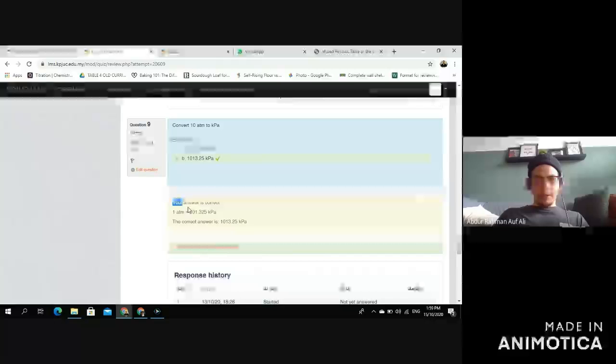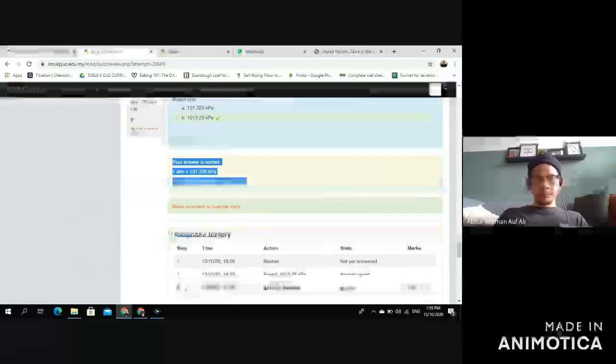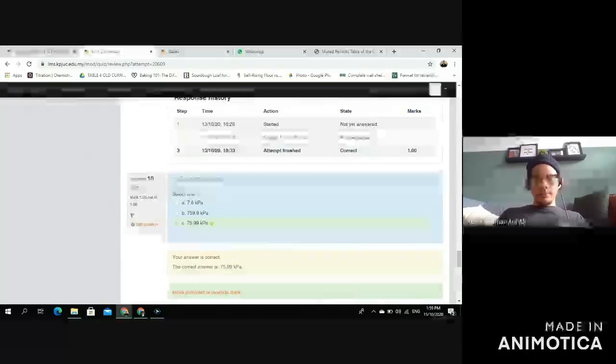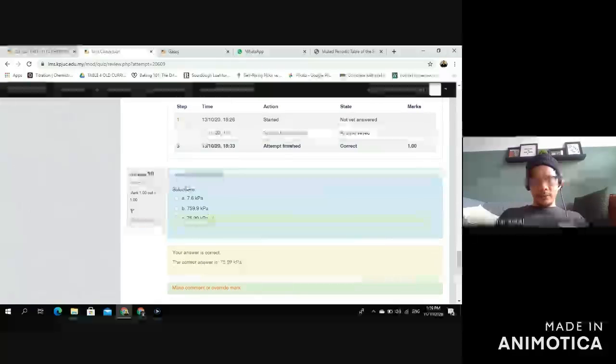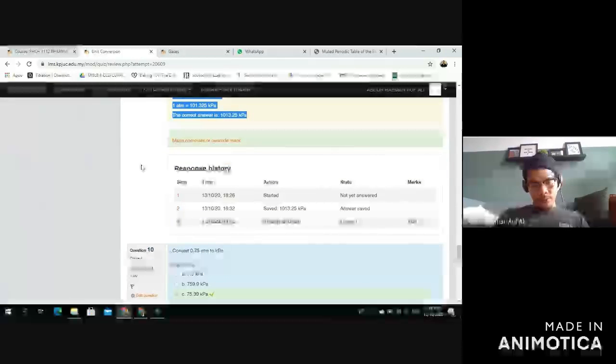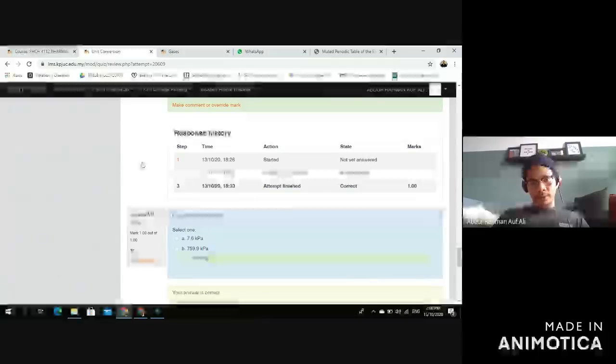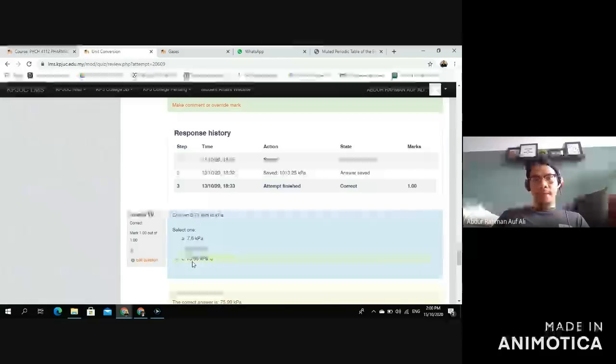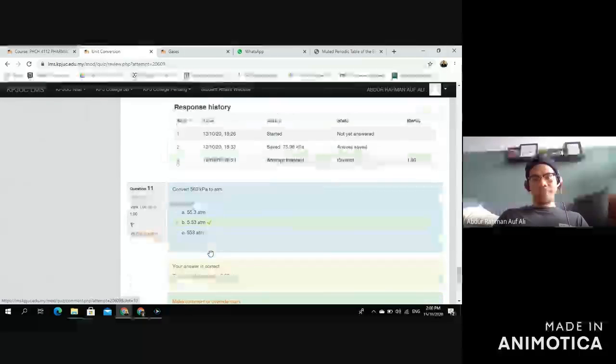Remember, you can check the tip in your feedback box below. Question number 10, convert 0.75 ATM to kilopascal. It's the same as question number 9. Remember, 1 ATM equals 101.325 kilopascal. So if you have 0.75, you multiply 0.75 with 101.325. So the right answer is 75.99 kilopascal.